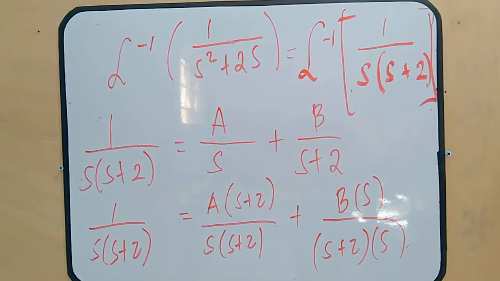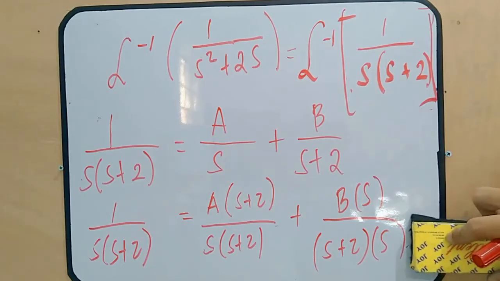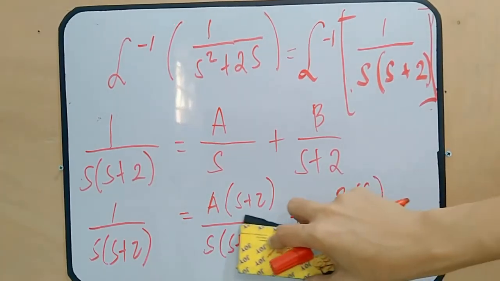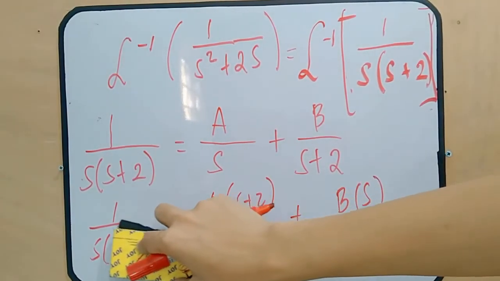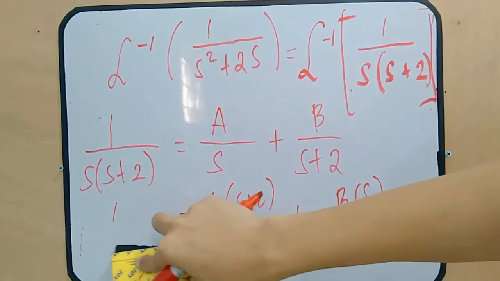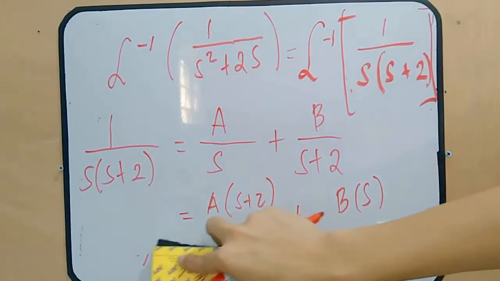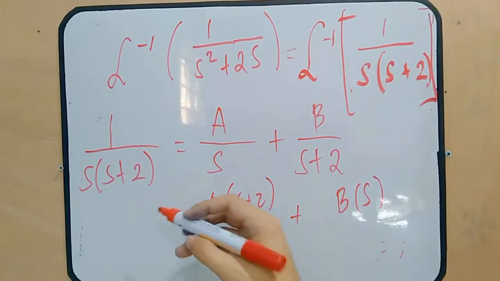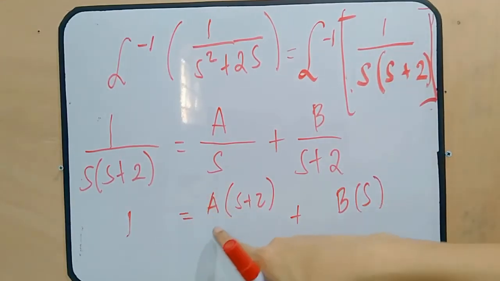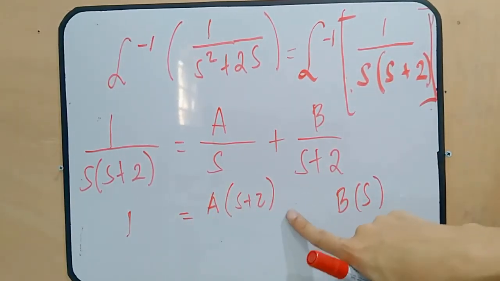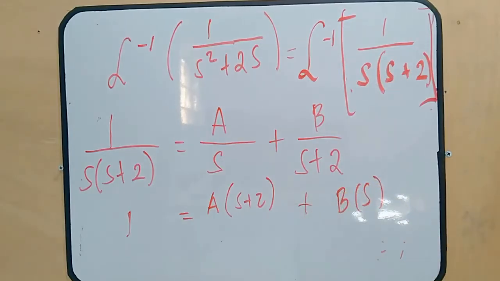So, ito guys, yung ating denominator lahat is common. So, pwede siyang i-cancel na. So, cancel na yung ating denominator. Tatanggalin na natin siya guys. So, i-review nyo guys yung partial fraction kasi importante siya dito sa Laplace transform. So, yung algebra natin. So, this is just equal to 1 equals, so, a times s plus 2 plus b times s.